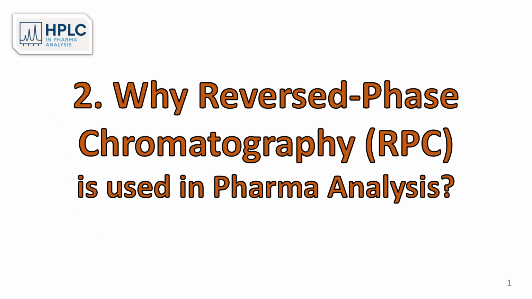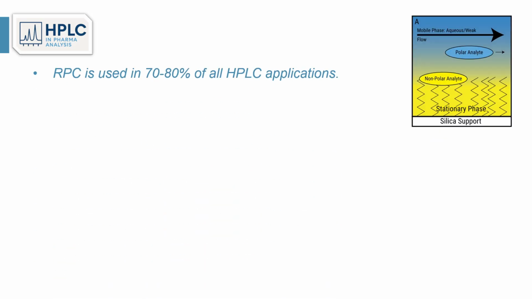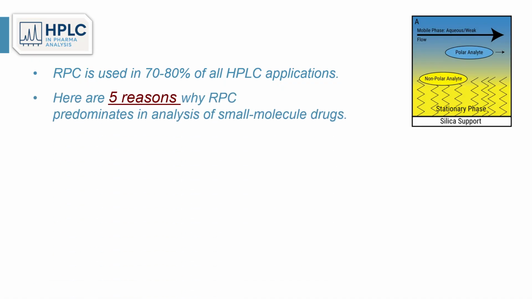Good morning. This is episode 2, why reverse phase chromatography (RPC) is used in pharmaceutical analysis. RPC is used in 70 to 80% of all HPLC applications. And here are 5 reasons why RPC predominates in the analysis of small molecule drugs.